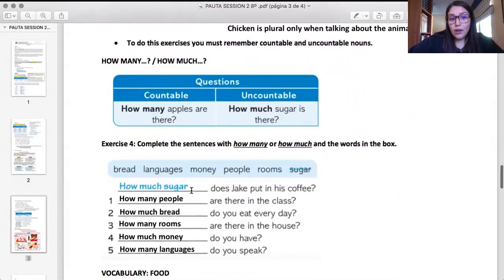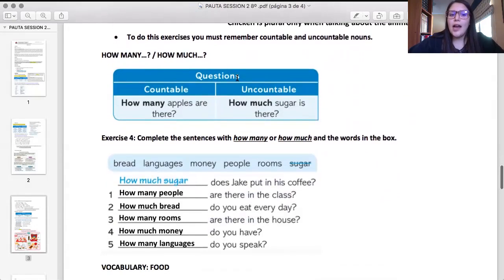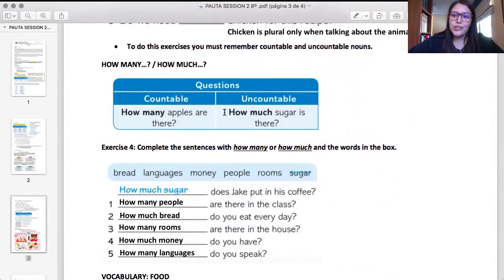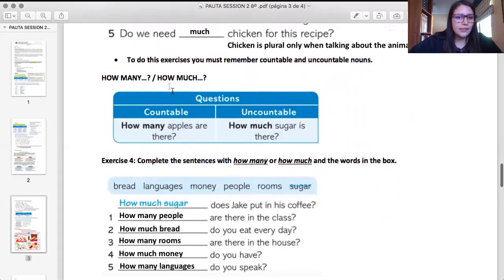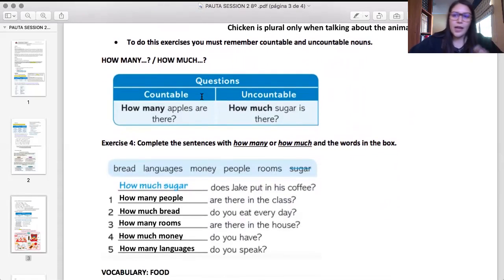Okay, and we move on finally to how many and how much. This is very simple. We're just asking how many or how much of something we have. It's the same rule as with many and much. We use many for countable nouns and we use much for uncountable nouns. How many apples are there? Apples are countable, so we use many. And how much sugar is there? Sugar is uncountable, so we use much.